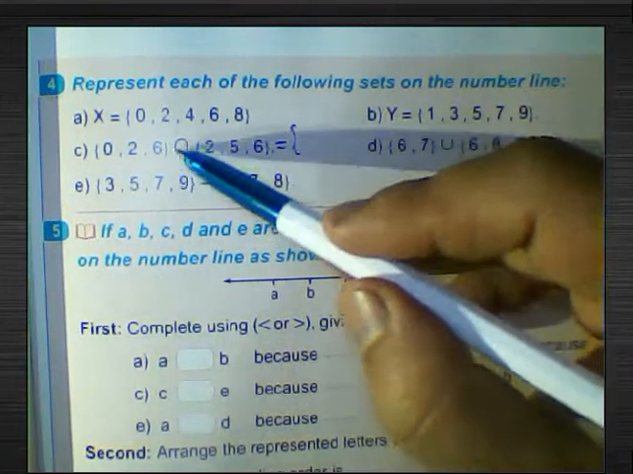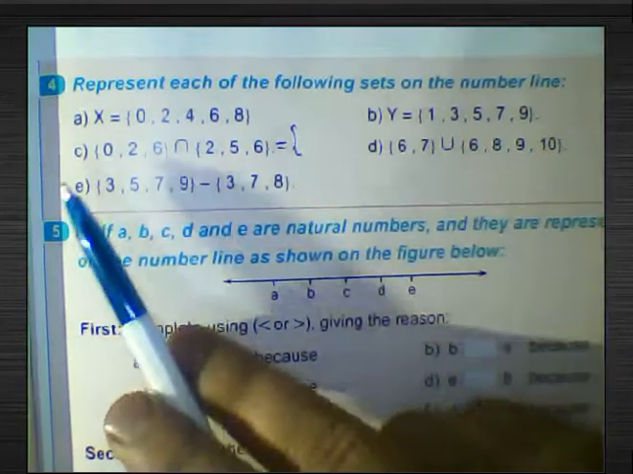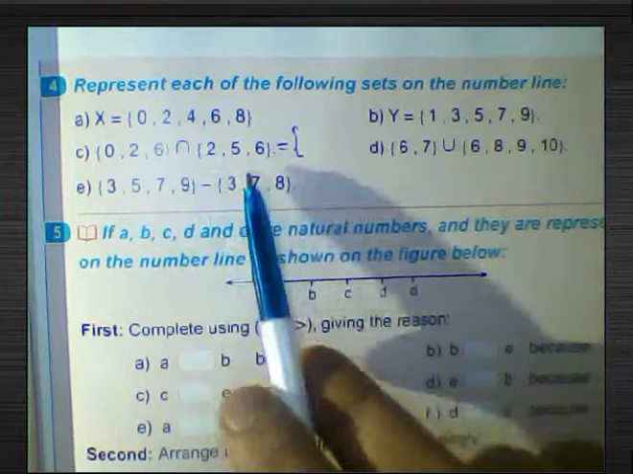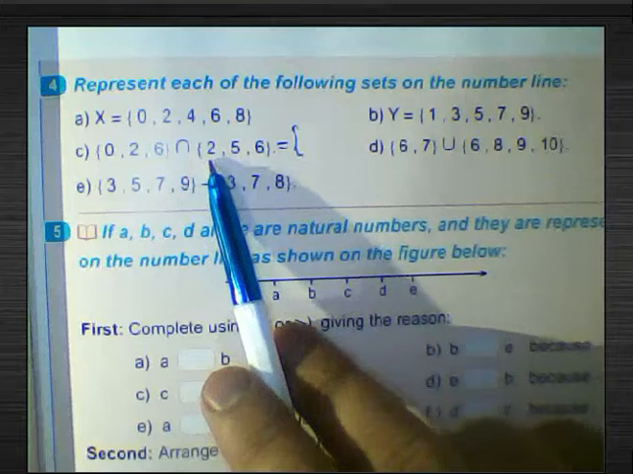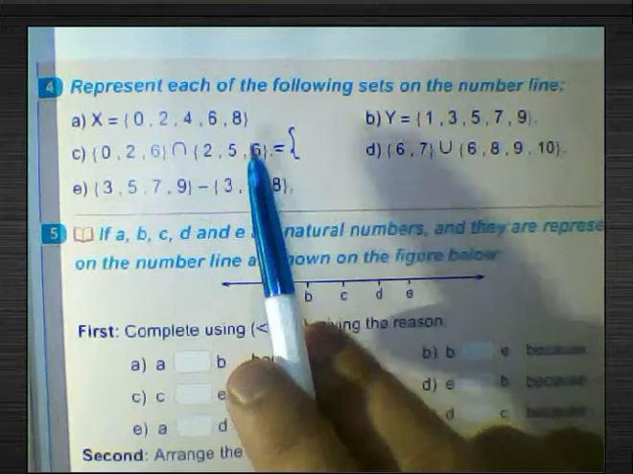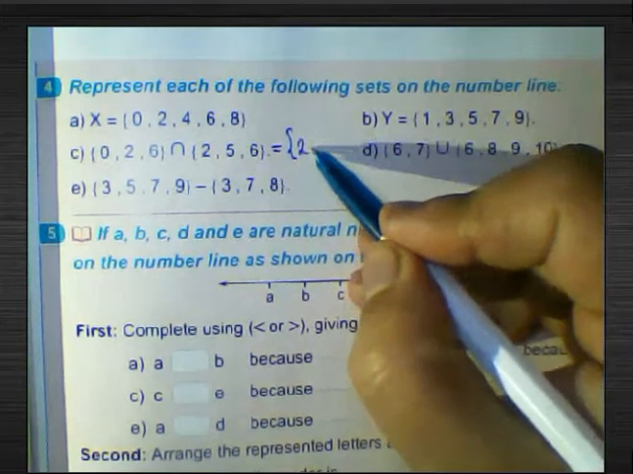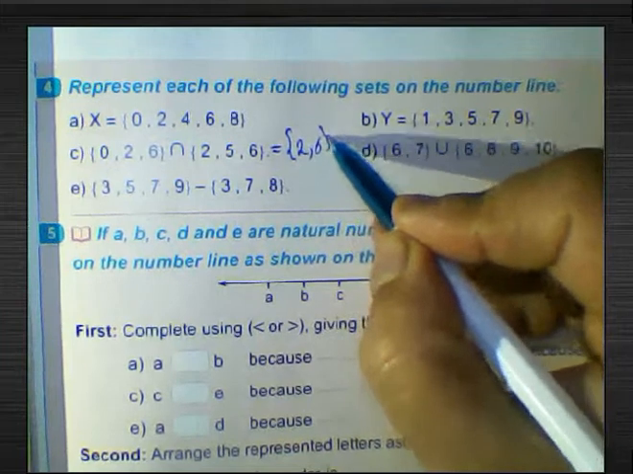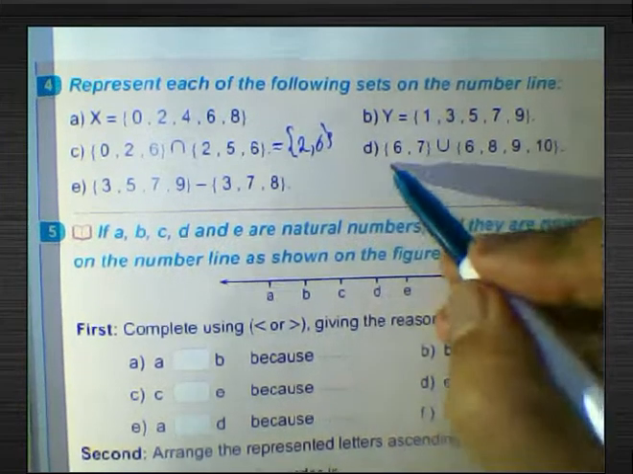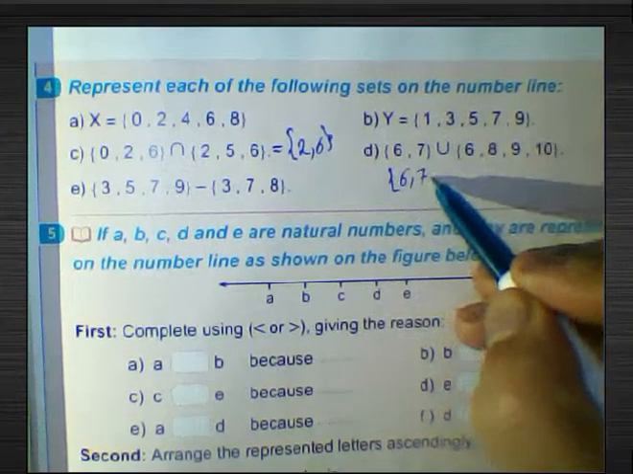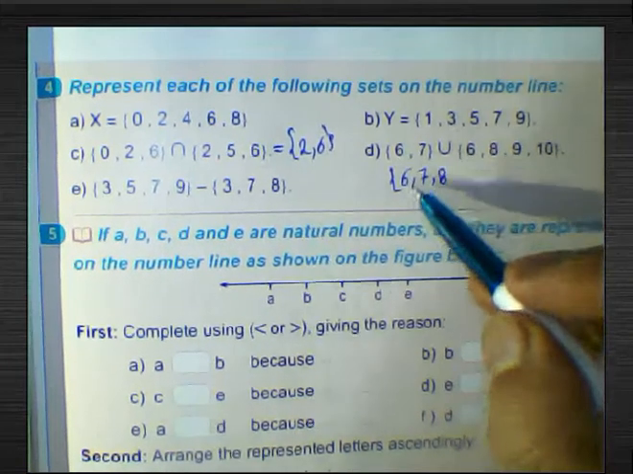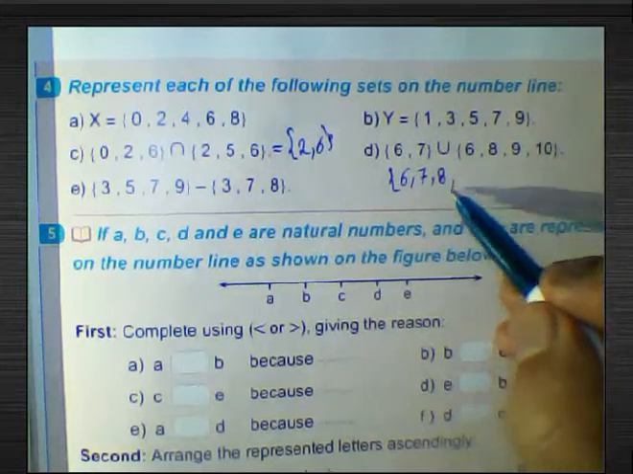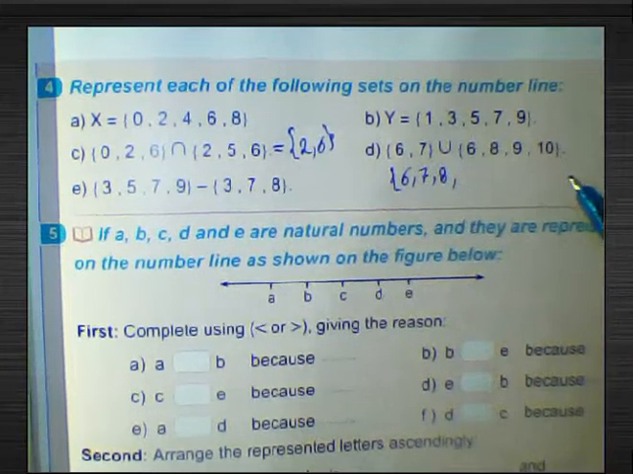We have the intersection between two sets, 0, 2, 6 and 2, 5, 6. We have two elements common between them, 2 and 6. So the intersection between the two sets equals 2 and 6. We have the union 6, 7 and 8. Don't write 6 again because you wrote it here. In the brackets you must write each element one time.